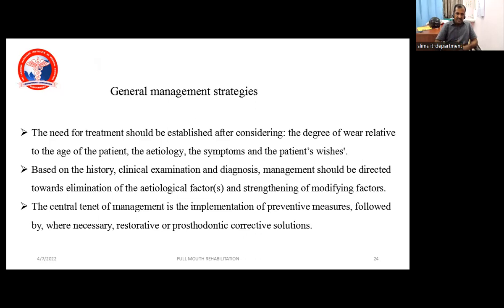And next is the history, the clinical examination, diagnosis, and management, which should focus on eliminating the causative agents and strengthening the modifying factors. The central tenet of management is preventive measures followed by restoration, and the last one is prosthetic correction, prosthetic replacement of the worn out tooth or a missing tooth part.